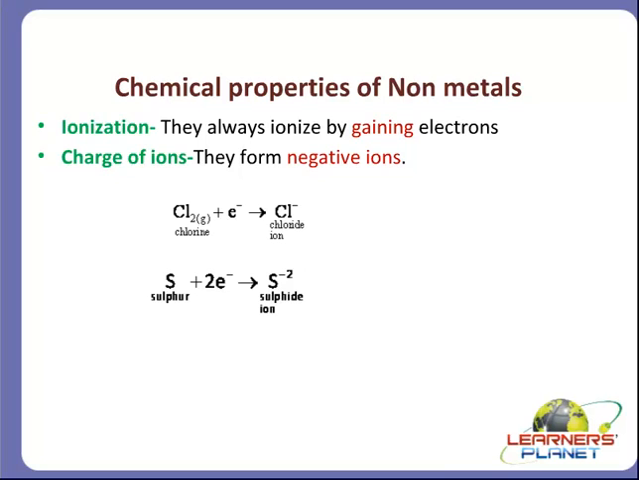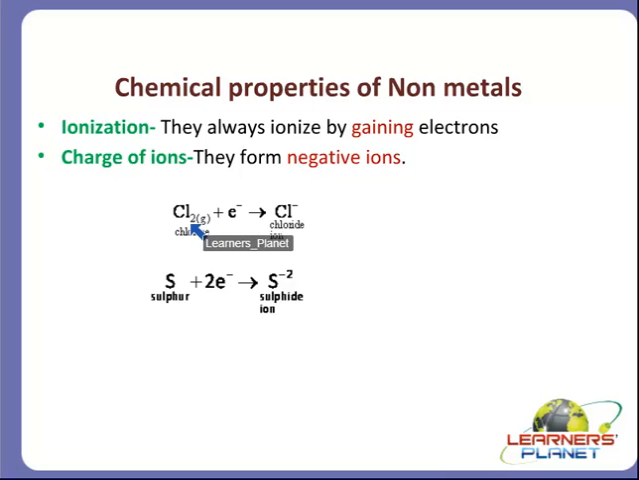Here, children, is ionization. Now what do you mean by ionization? It is how they are forming ions. Metals, as we studied, ionize by losing electrons. But non-metals always ionize by gaining electrons. So if they are gaining electrons, what will be the charge of their ions? They will form negative ions.